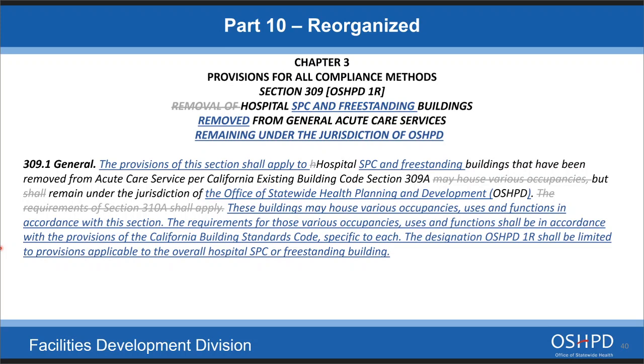So we moved a lot of language from 309A into, and 310A, actually 310A in its entirety, into 309, because again, the A chapters are specific to hospitals. So 309A has been retitled to hospital SPC and freestanding buildings. You've seen that a lot in every application of each part. We wanted to clarify that it does apply to an SPC building as well as a freestanding building removed from general acute care services and remaining under the jurisdiction of OSHPD.